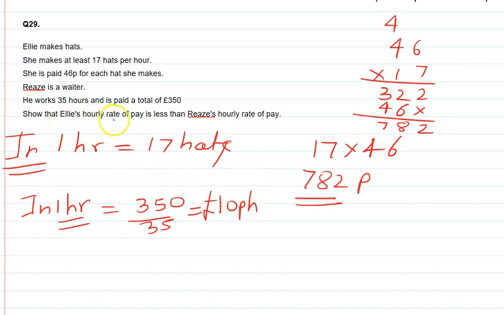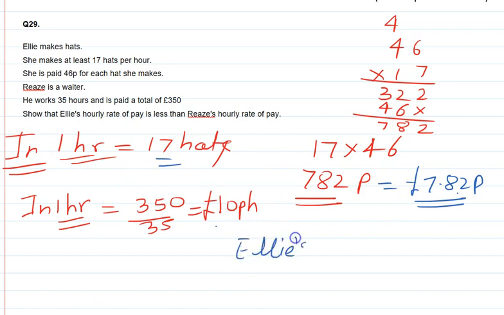Okay, show that Ellie's hourly rate of pay is less than Reed's hourly rate. So in 1 hour she makes 17 hats, so 782p. If you divide by 100, it will be £7.82. So definitely this price is lower than this. So yes, we have shown our working. So Ellie's per hour price is less.